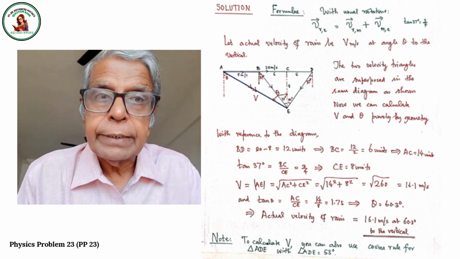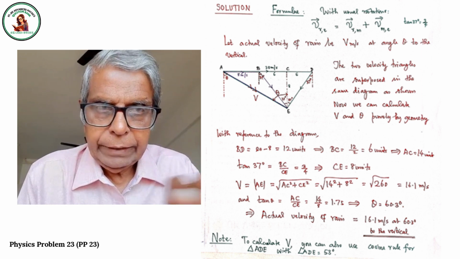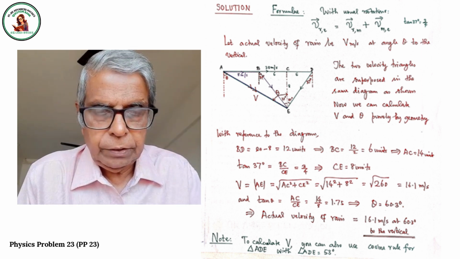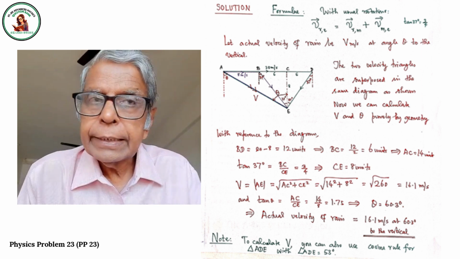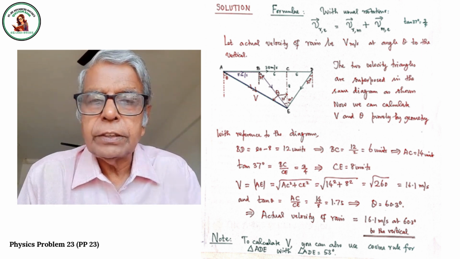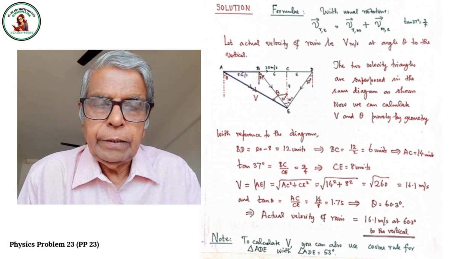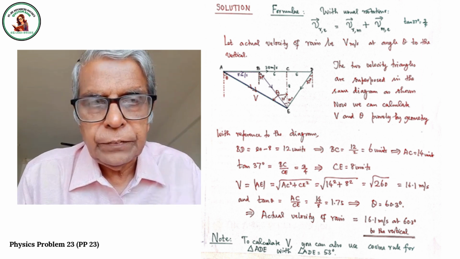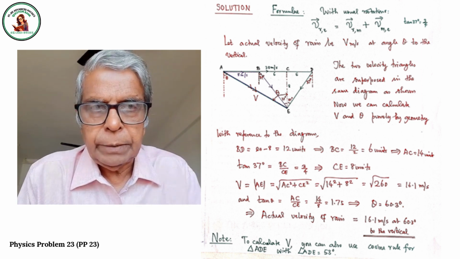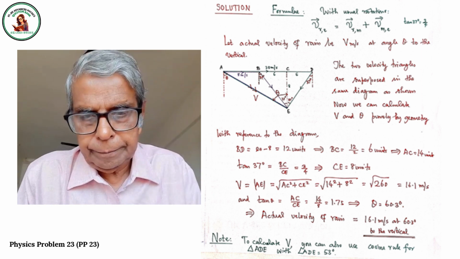Once the vector diagram is drawn with the two stages, the rest of the solution is purely using geometry. You can do the rest of the solution. Using geometry, including trigonometry, we can solve the problem.